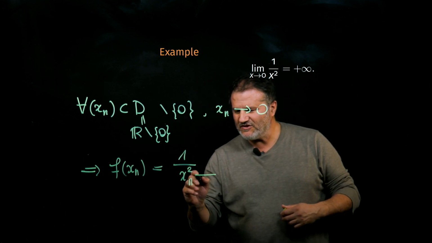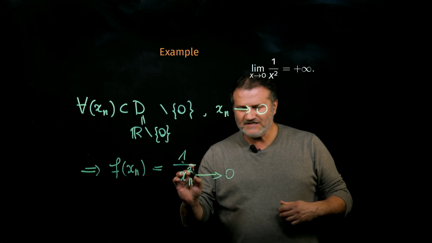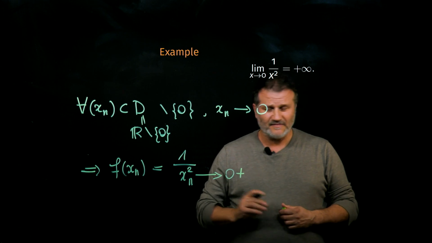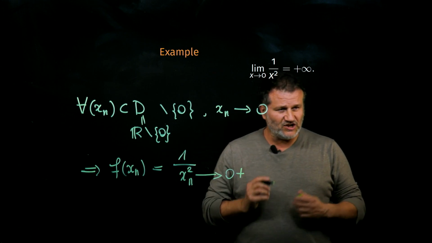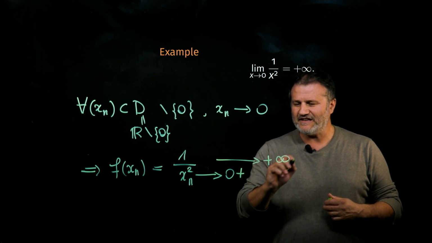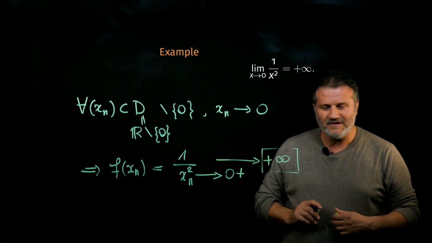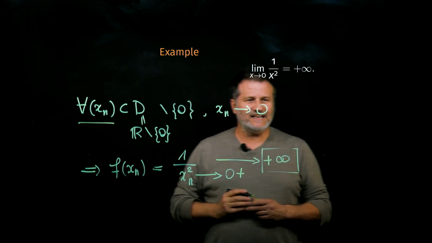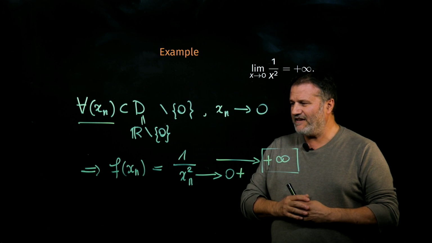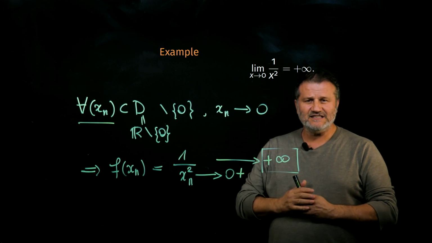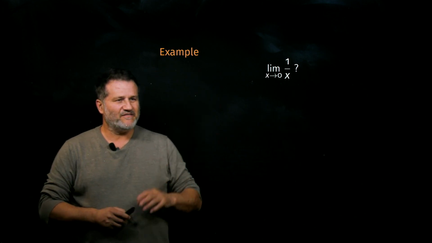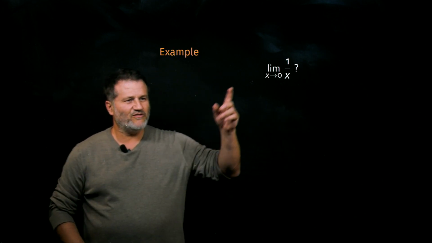And clearly now this denominator goes to 0. And since they are positive numbers, because they are squares, it goes to 0 plus. We know that 1 over 0 plus is not an indeterminate form. We have a rule to compute this limit, and the limit is plus infinity. This is the outcome, whatever the sequence xn is. So we can conclude that according to the definition we gave, the limit of this function is exactly equal to plus infinity.